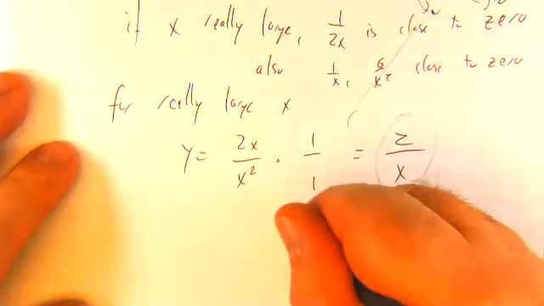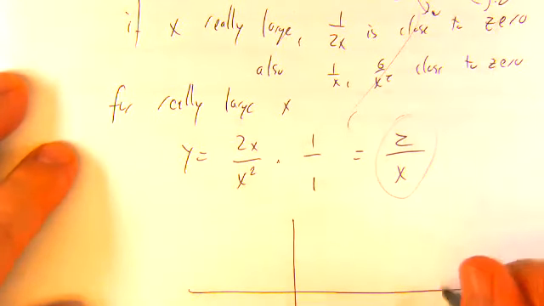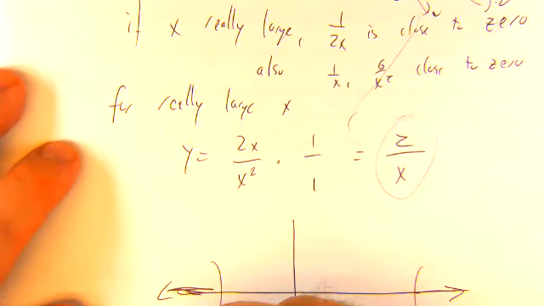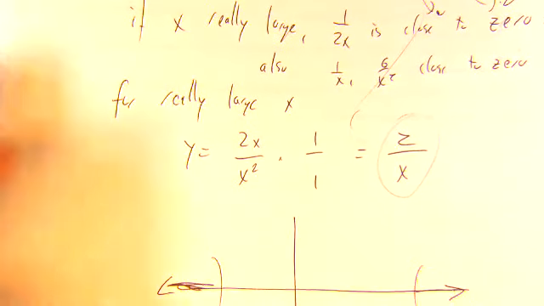And we know what that looks like. I have x's in the bottom, so my end behavior is just the x-axis. So that's not too bad.